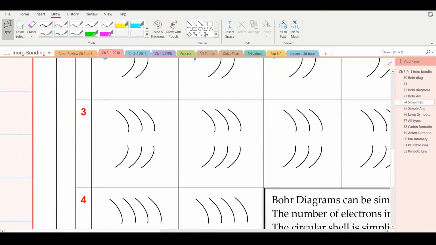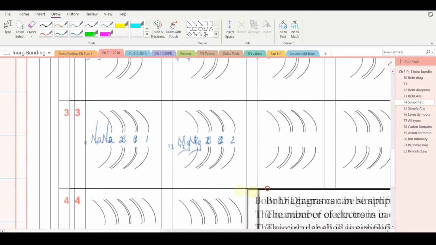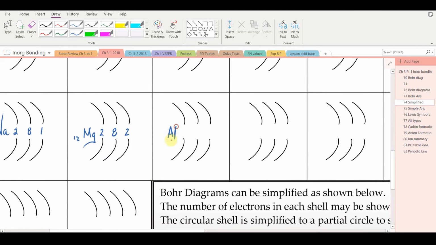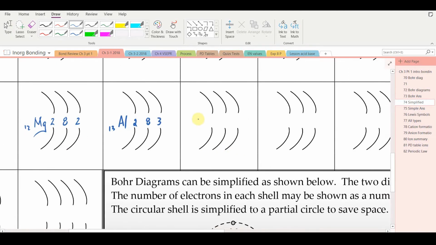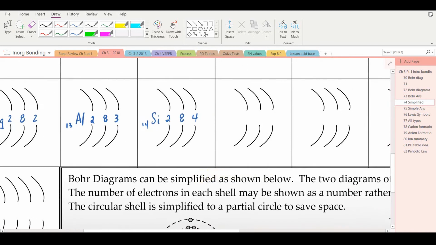Let's move over to sodium, which is element number 11. 2 electrons in the first shell, 8 in the second, and then 1 in the third shell. Magnesium, element number 12. 2 electrons in the first shell, 8 in the second, and 2 valence electrons. Aluminum is next, 2 and 8 and 3 electrons in the valence shell. Silicon, element number 14, 2 plus 8 is 10, and 4 in the valence shell makes 14.